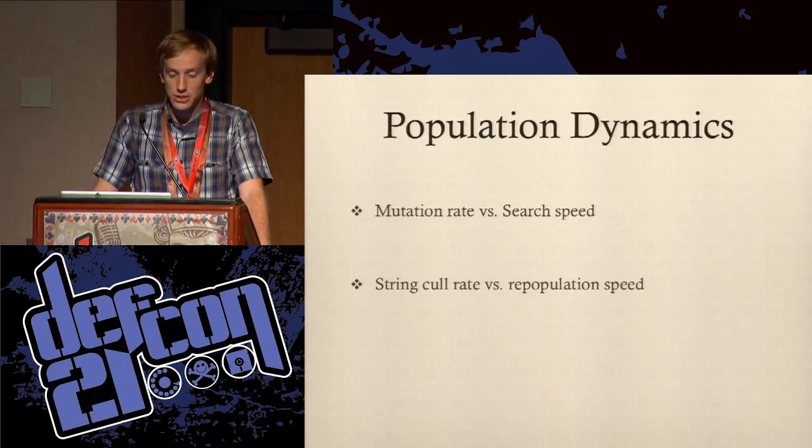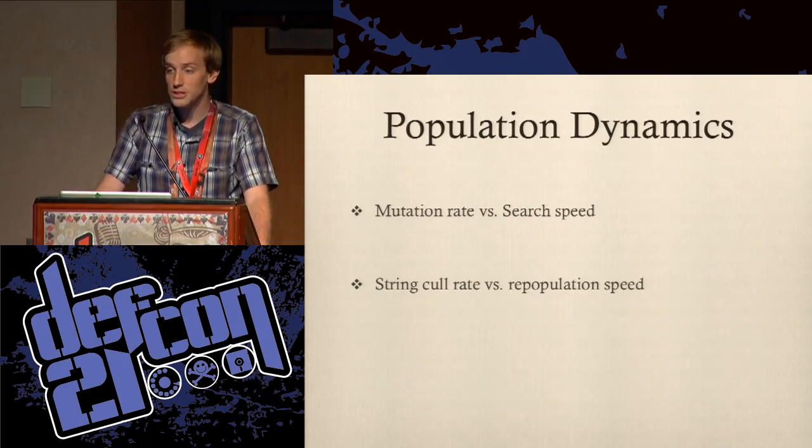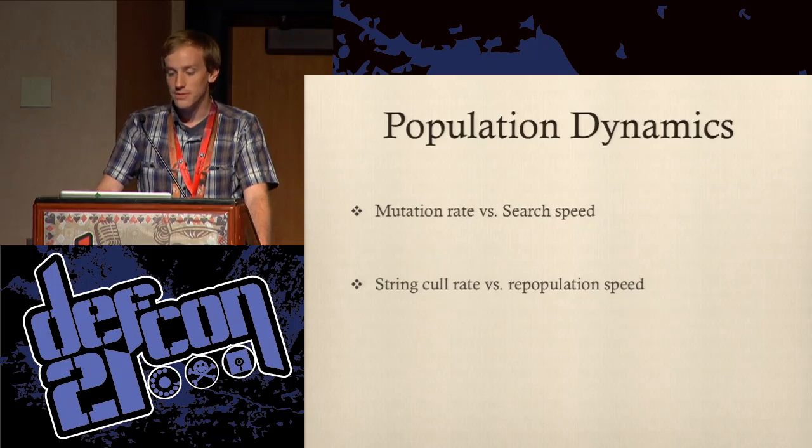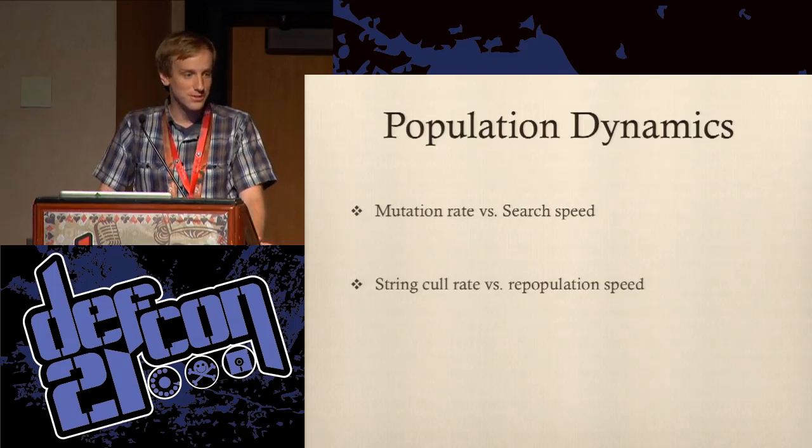There's also the string cull rate versus the repopulation speed. If you cull more than you breed, the number of strings in your population will decrease, and vice versa. If you repopulate too quickly, they'll be like rabbits, and you'll denial of service your own machine.